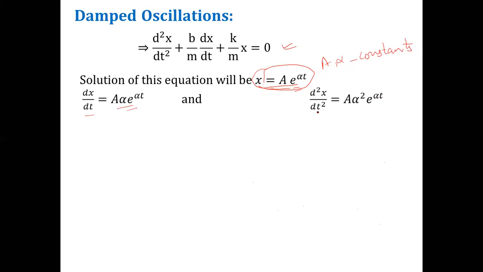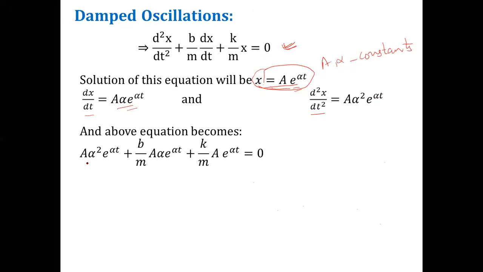If you put the values of dx by dt and d2x by dt2 in this equation, right? That's what you will get here. A alpha square e raised to power alpha t plus b over m dx by dt, whose value is this, plus k over m multiplied by x, x's value being this. This is equal to 0. Because we started by saying that this is a solution of our equation. That means this value of x should satisfy this equation. Then only it could be a solution of this equation. And that's what we have done here.